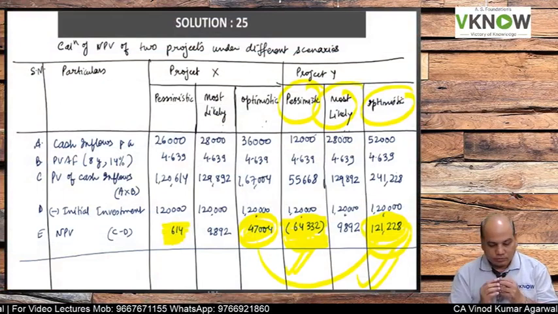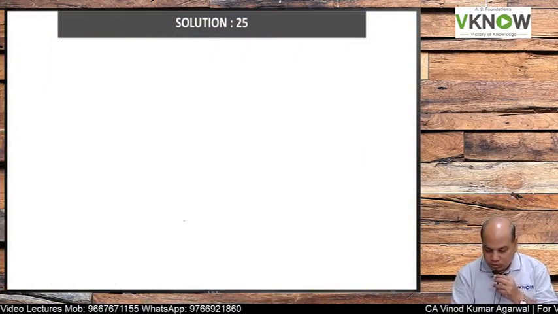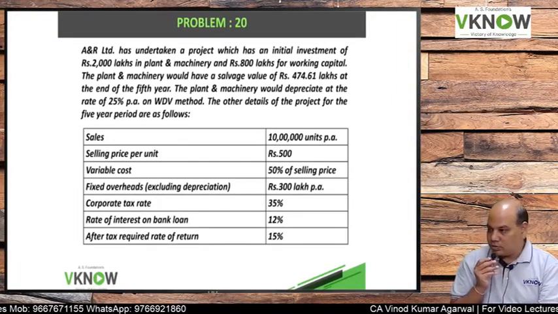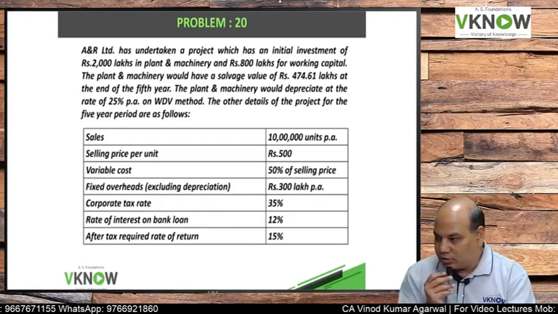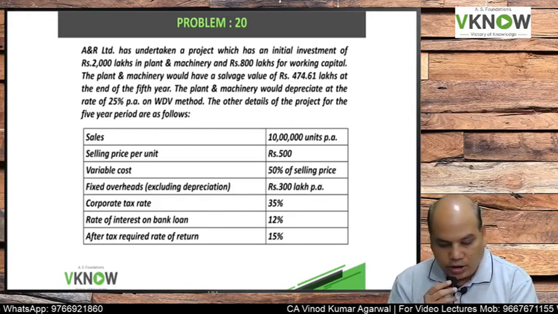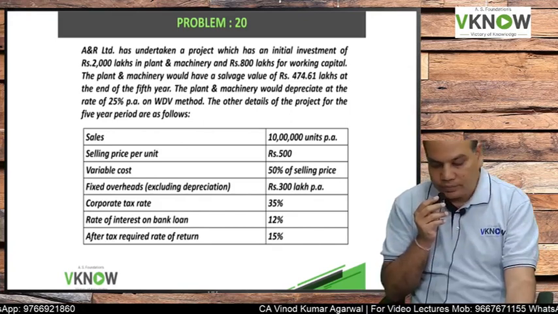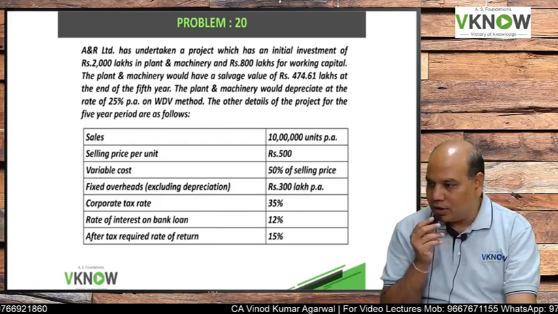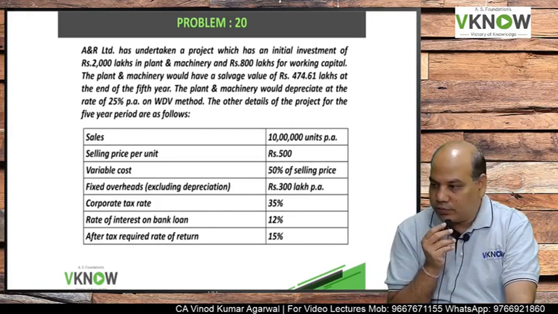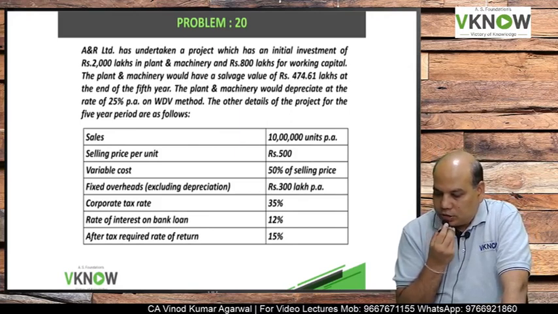So that was the answer of this amazing question. Wonderful question. So now we'll go to the next question. Come to one more important question, question number 20. A&R Limited has undertaken a project which has an initial investment of rupees 2000 lakhs in plant and machinery and 800 lakhs in working capital.